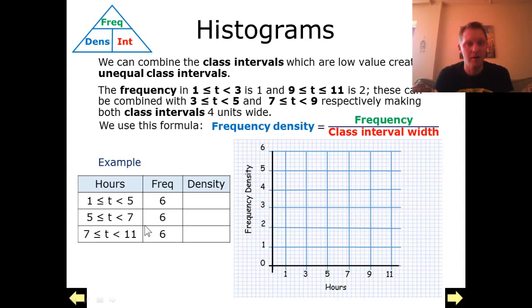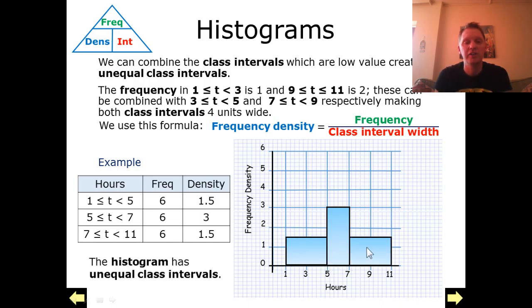So my first bar is going to be 1.5 high, but it's going to have an interval width of 4. The next bar is going to be 3 high with an interval of 2, and my final bar is going to be a height of 1.5 but a class width of 4, in which case this has created an unequal class interval histogram.